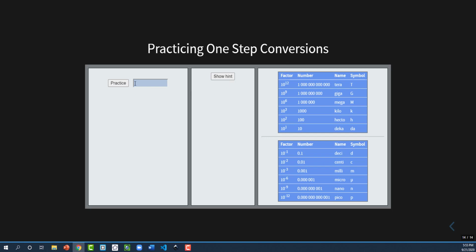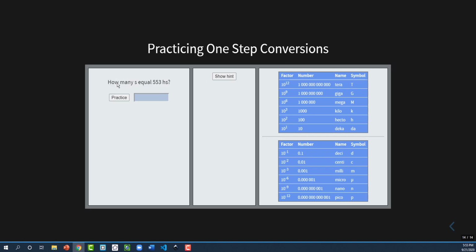So let's try one. First we'll just actually look at it, and I'll pretend we don't quite know what to do. We'll say, well, I wasn't quite sure how to go about this. You just click on the hint if you want to see it. But I think let's try it out first. How many seconds are there in 553 hectoseconds?